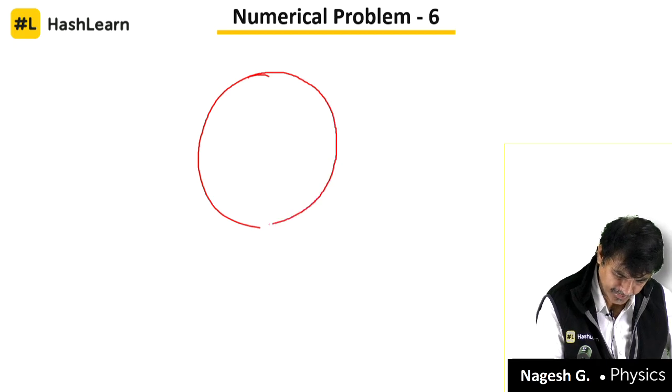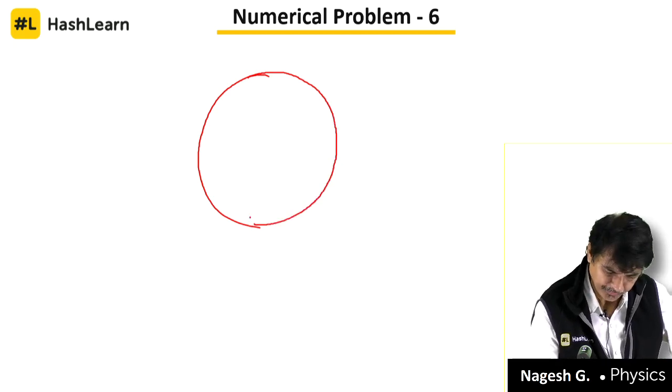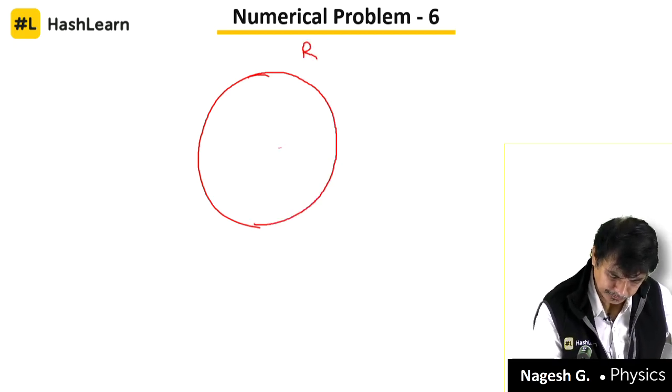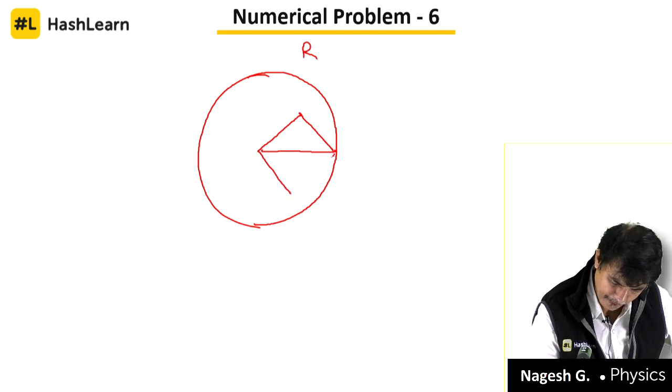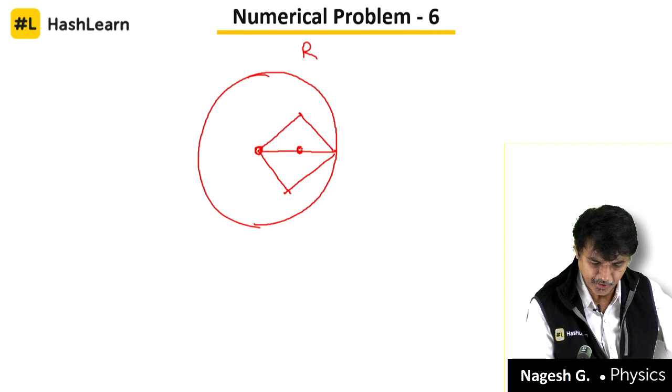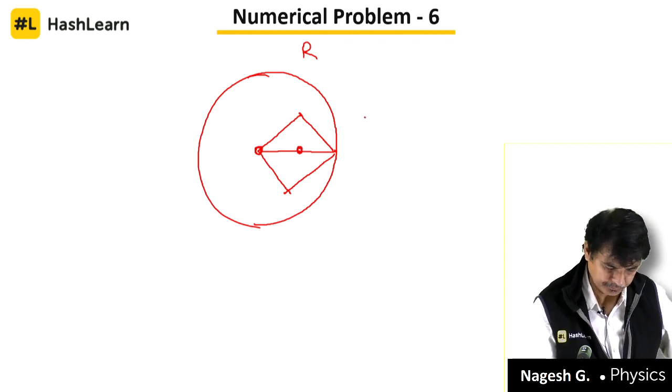from a circular plate of radius capital R, a square portion as shown in the figure is cut and removed. Find the shift in center of mass.